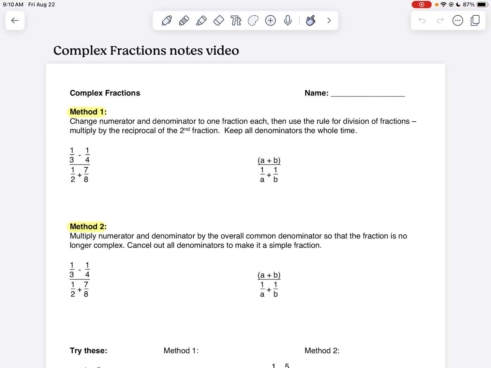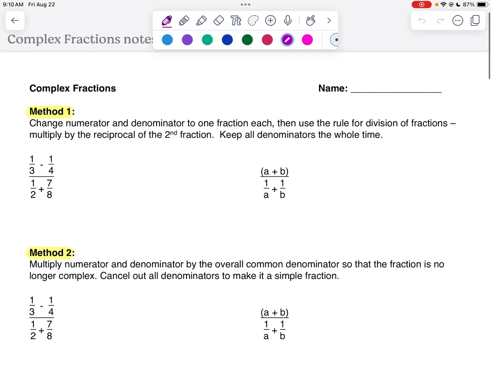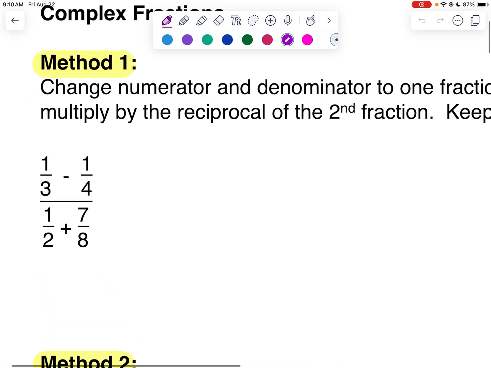Now, there might be one method that might be useful in certain cases, while the other method will be used in other cases, right? It just depends on the problem itself. Okay, so we're going to start with method 1. It says change numerator and denominator to one fraction each. Then use the rule for division of fractions, multiply it by the reciprocal of the second fraction, and keep all denominators the whole time. Okay, so I'm going to go and find the common denominator.